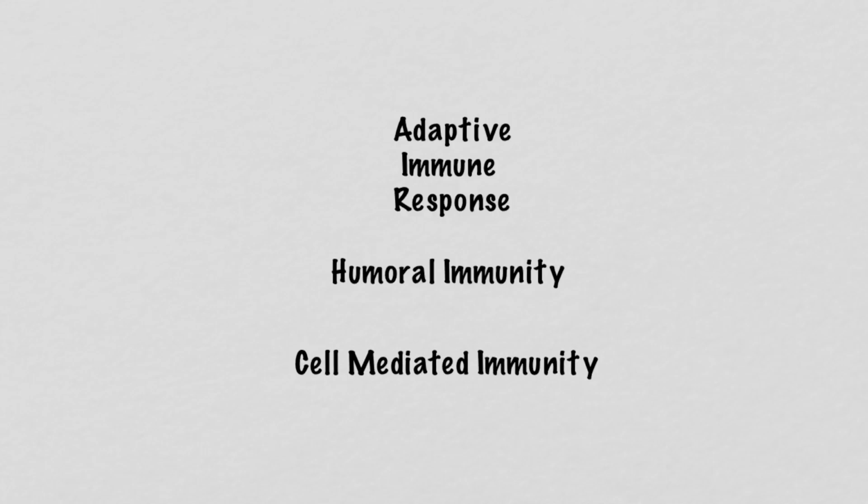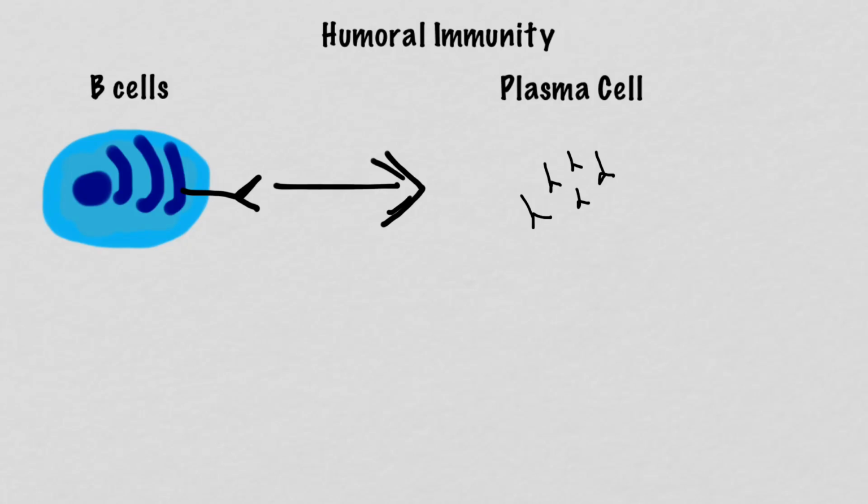Adaptive immunity functions through two branches mediated by two different types of cells. Humoral immunity largely defends against extracellular pathogens and is mediated by B cells, and cell-mediated immunity, which largely defends against intracellular pathogens and is mediated by T cells. This process is called humoral immunity because antibodies can be transferred in the serum or humor from one person to another without any cells to confer protection.